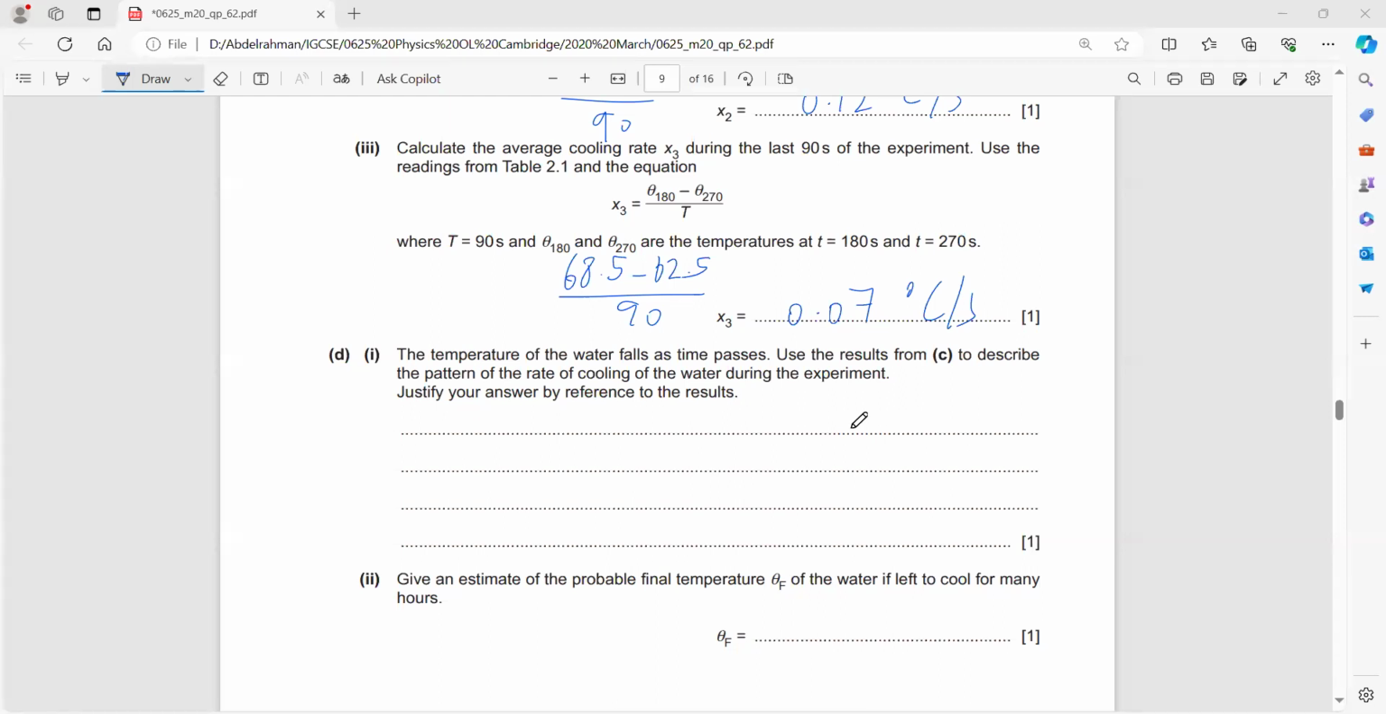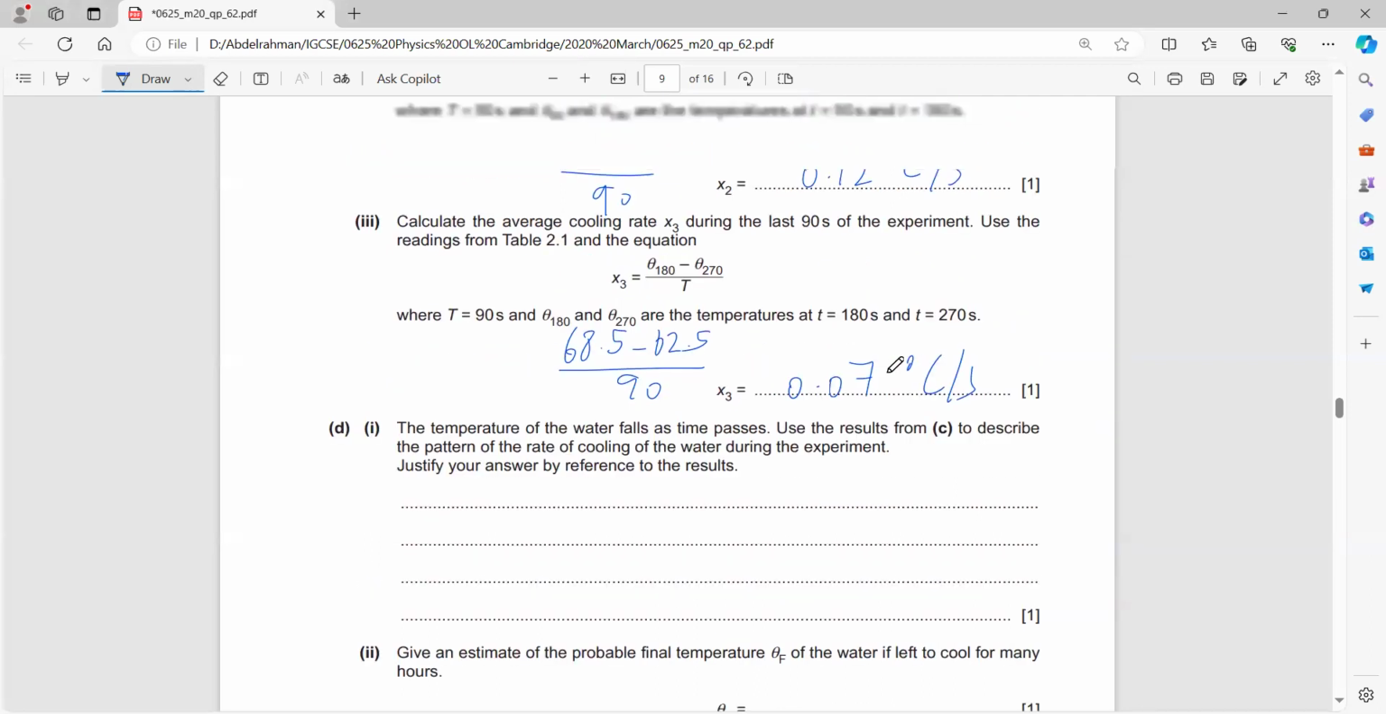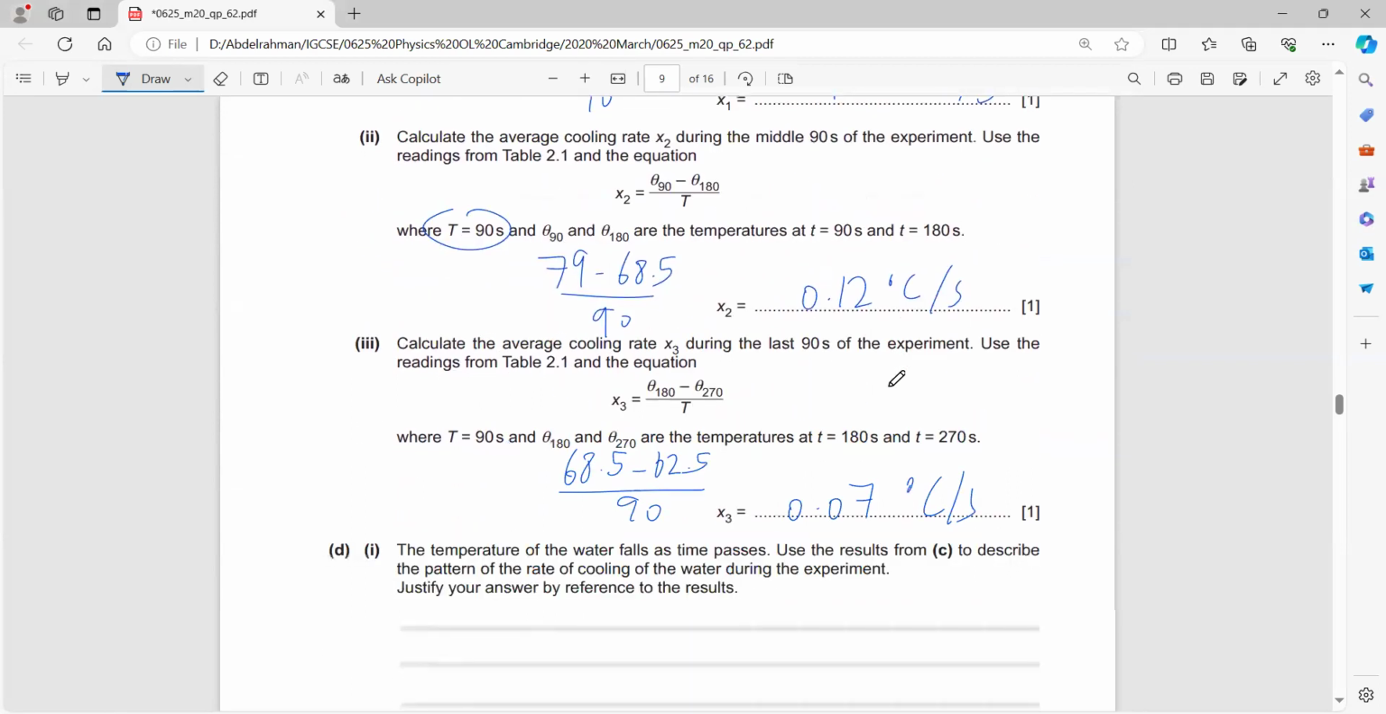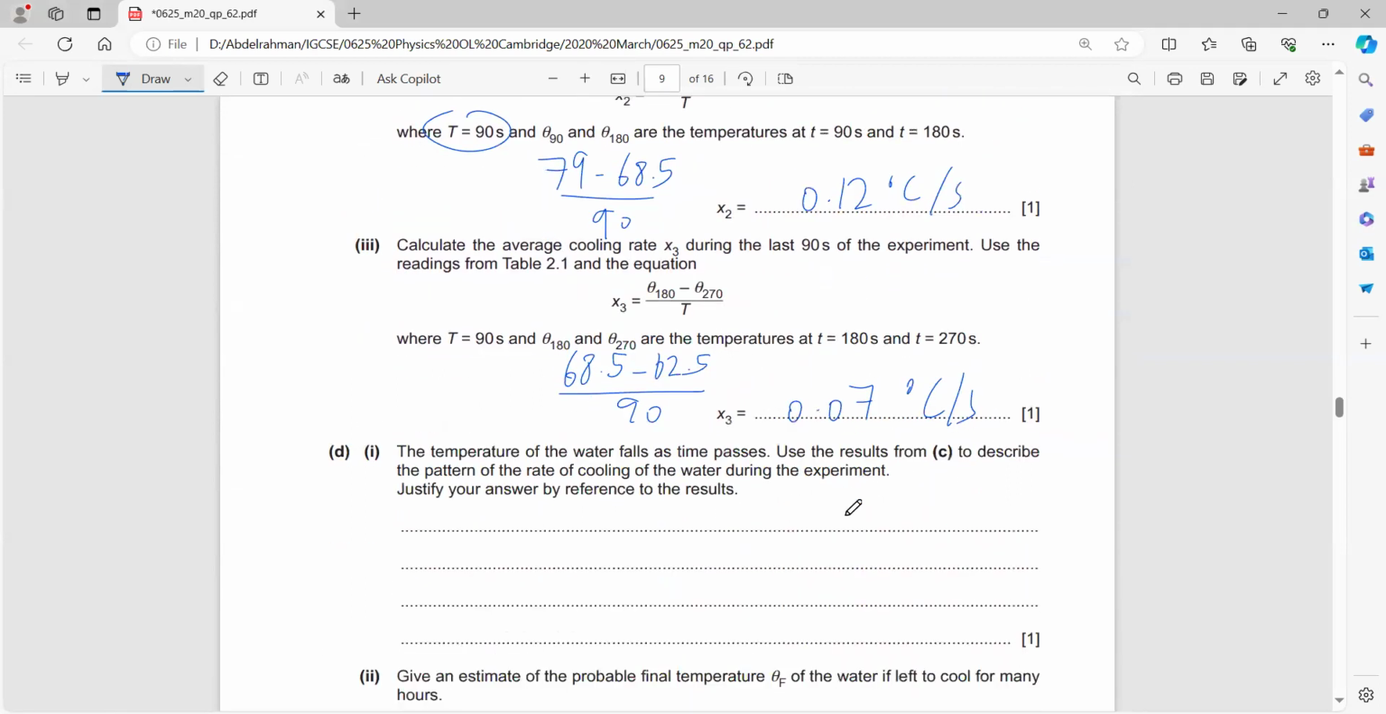Any ideas? As time passes, the rate of cooling will decrease. As time passes, the rate of cooling does decrease. This is correct. Okay, but we have to justify with numbers. How can we justify with numbers? For example, in the first 90 seconds, x1 was 0.18 degrees Celsius per second. x3 was 0.07 degrees Celsius per second. Okay?